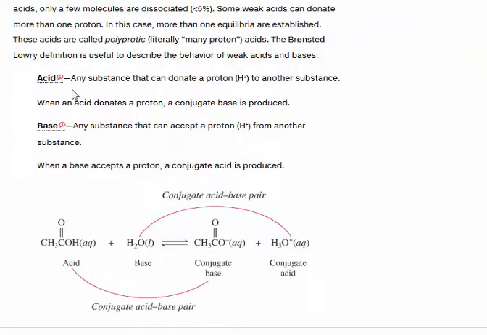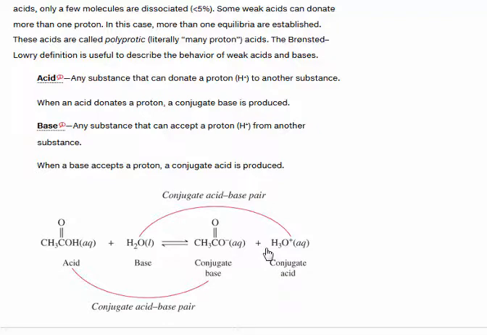So we remember that an acid is any substance that can donate a proton, and a base is any substance that can accept a proton. When we look at a weak acid in its molecular form on the reactant side, reacting with water, the weak acid is the acid and donates its proton to water. Water is the base and accepts that proton.